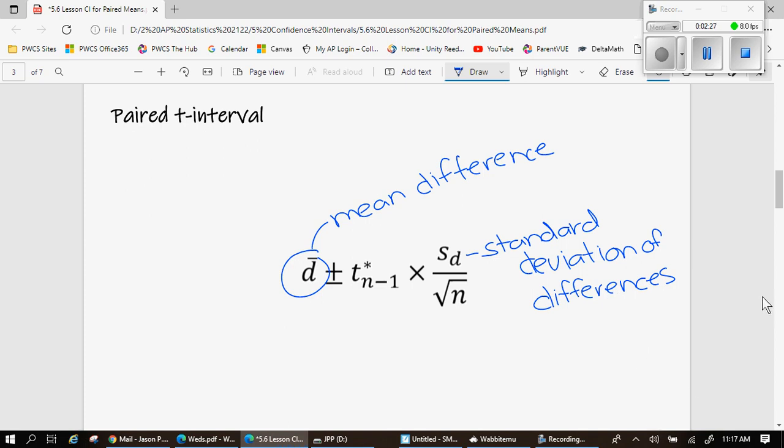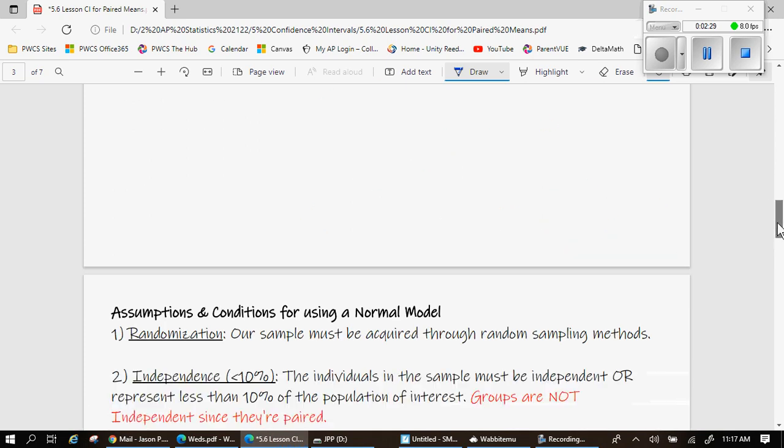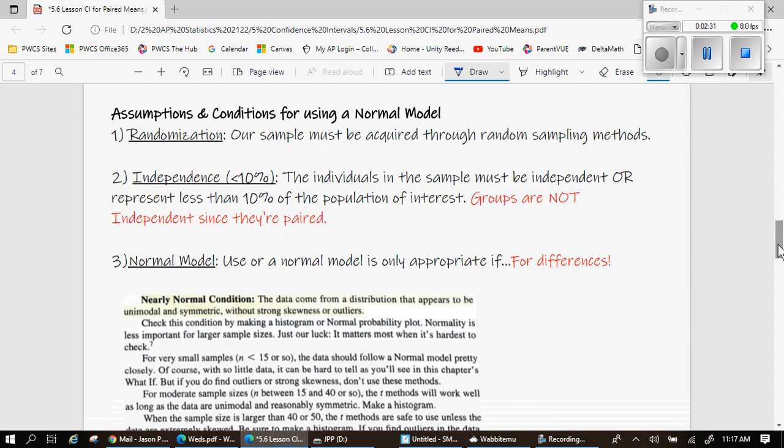And so our assumptions and conditions, as they have been, are going to be very similar, but we need to make sure that we're now assessing the differences. So we do need to always get a random sample, either sample randomly or have random assignment. We need independence, but that independence exists in the differences in the groups. The groups are specifically not independent of each other. That's why we're pairing them.